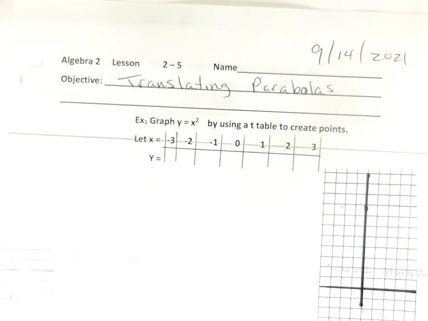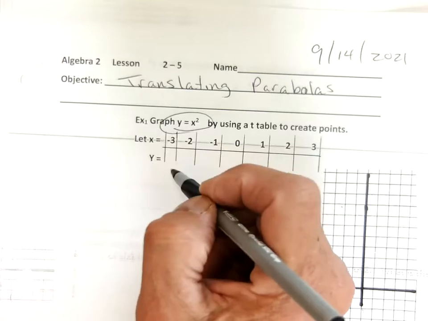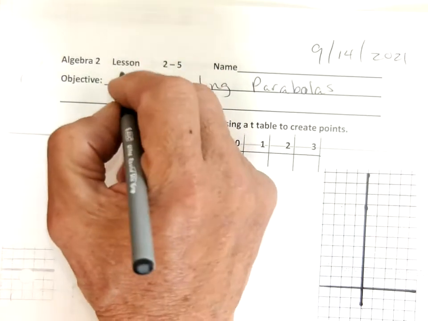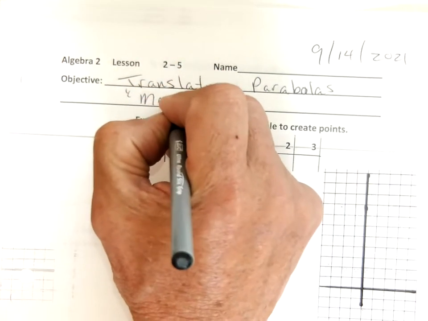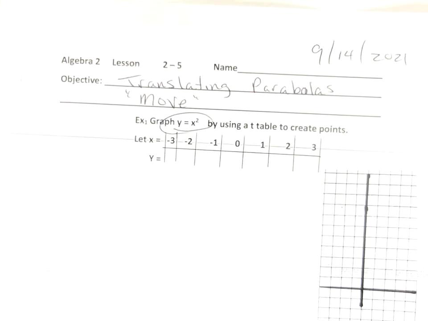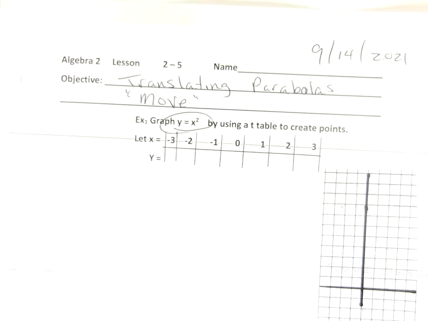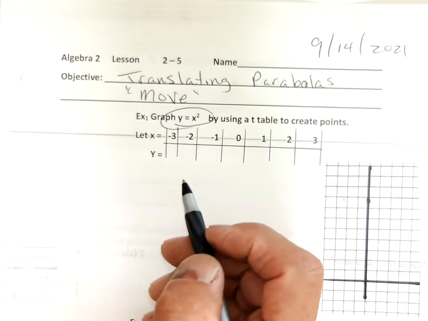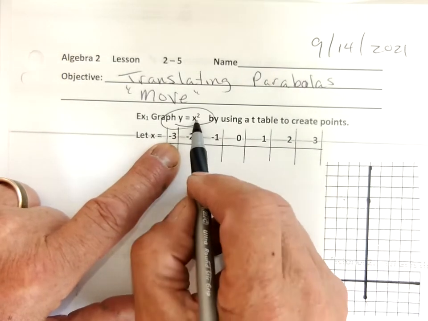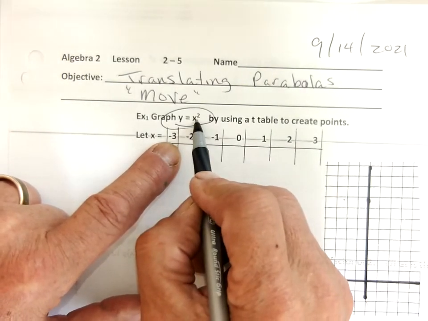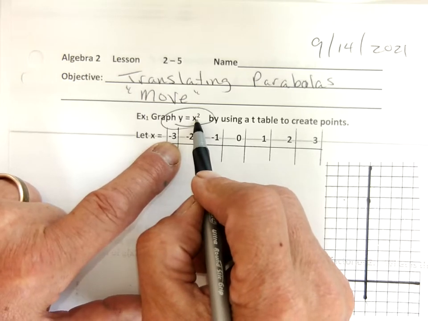Okay, so if we're going to graph y, and translate means just to move. That's all it means. Translating just means to move. That's all. So we're going to take our parabolas. Mover. We're going to move. We'll say it again. Mover.